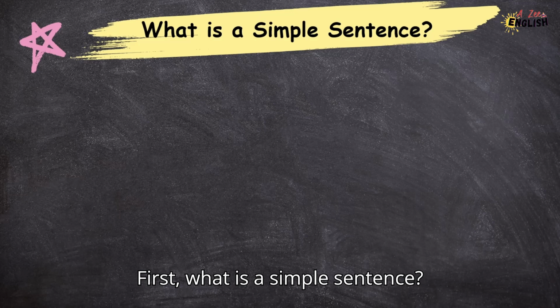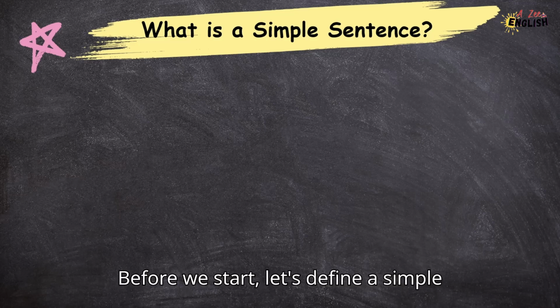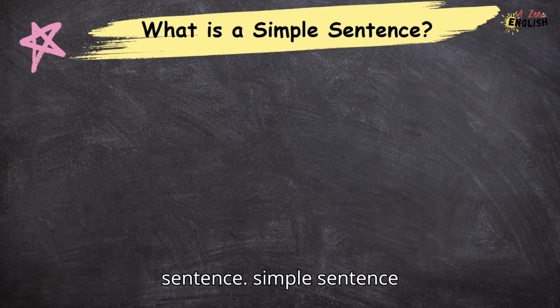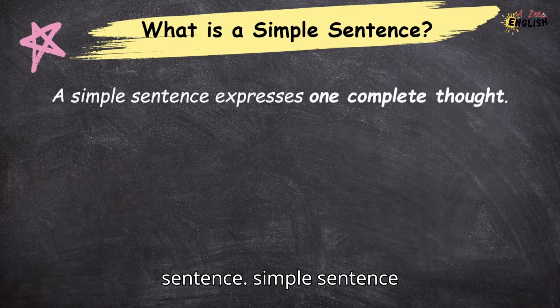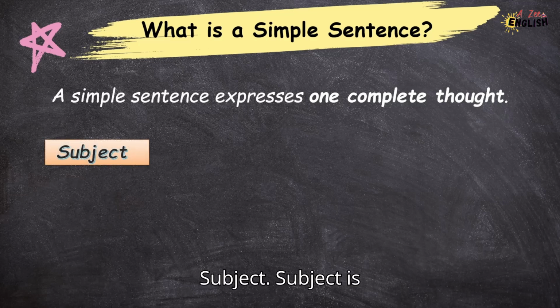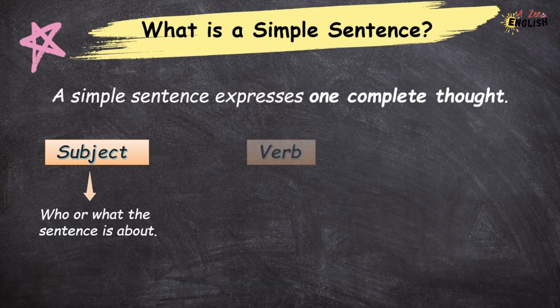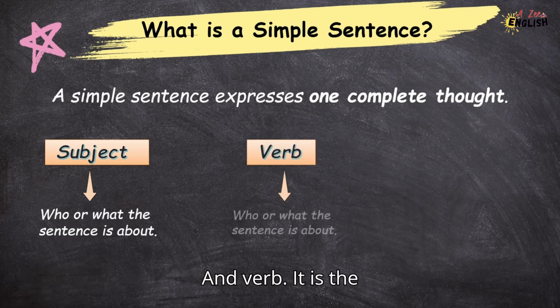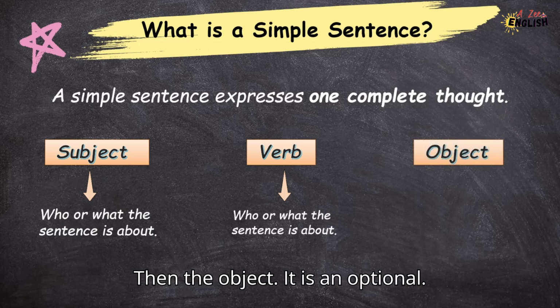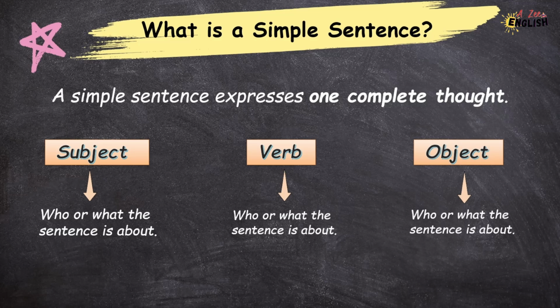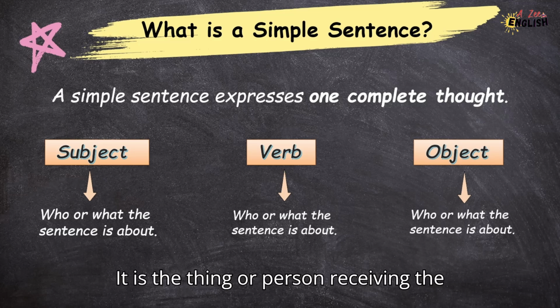First, what is a simple sentence? Before we start, let's define a simple sentence. A simple sentence expresses one complete thought. It has three main parts. Subject. Subject is who or what the sentence is about. And verb. It is the action or state of being. Then the object. It is optional. It is the thing or person receiving the action.